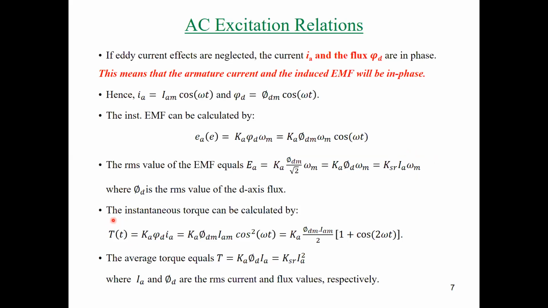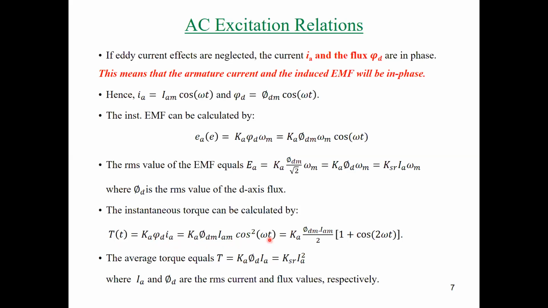Also, in order to calculate the average torque, we need to calculate the torque from the instantaneous equation. So torque as a function of t equals Ka multiplied by flux as a function of t multiplied by current, also as a function of t. These two functions are equal to phi maximum and I maximum, with cosine omega t here and also cosine omega t here. So the relation will be Ka phi d maximum, Ia maximum, cosine square omega t.